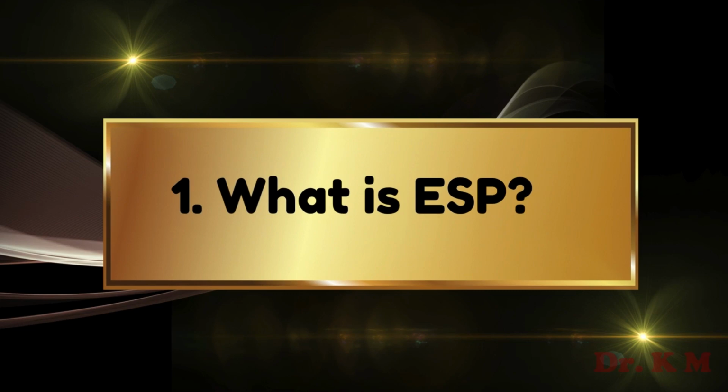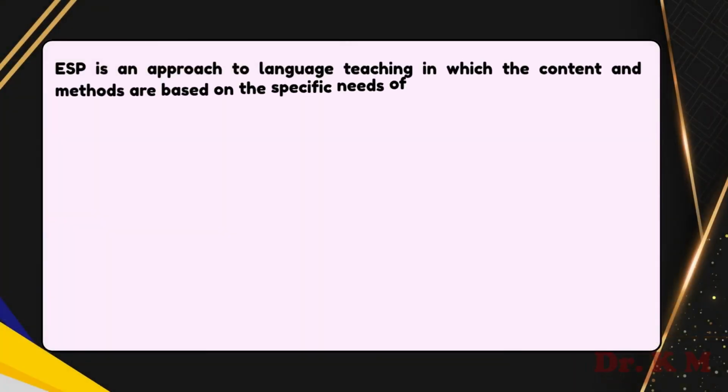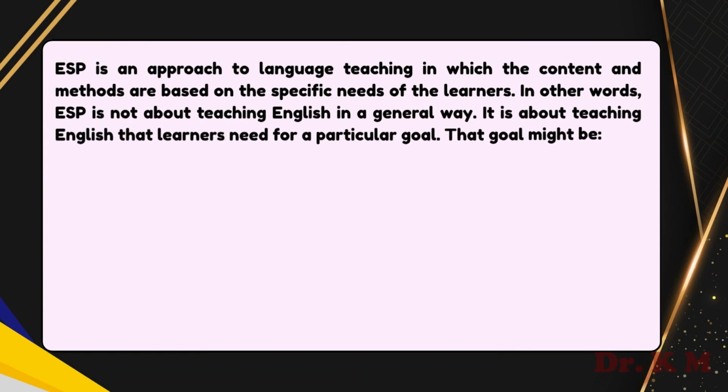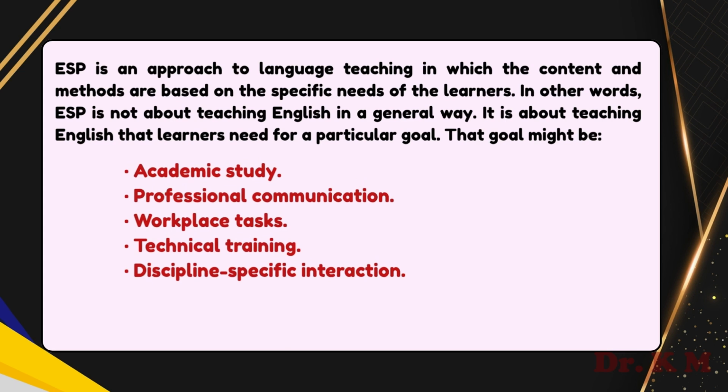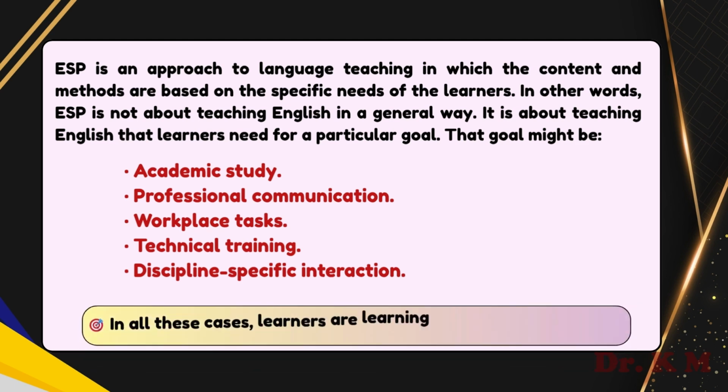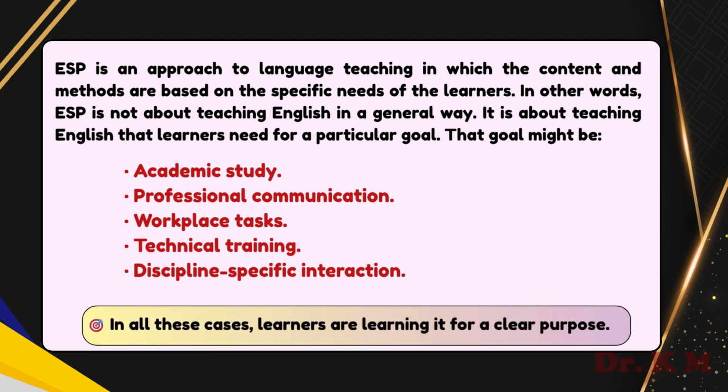1. What is ESP? ESP is an approach to language teaching in which the content and methods are based on the specific needs of the learners. In other words, ESP is not about teaching English in a general way. It is about teaching English that learners need for a particular goal. That goal might be academic study, professional communication, workplace tasks, technical training, or discipline-specific interaction. In all these cases, learners are learning it for a clear purpose.